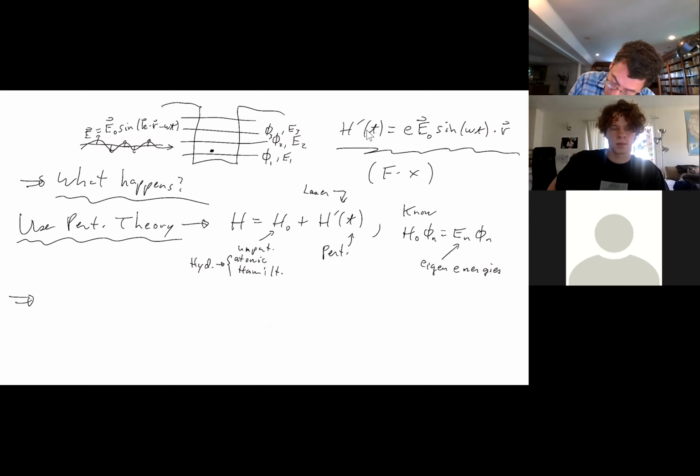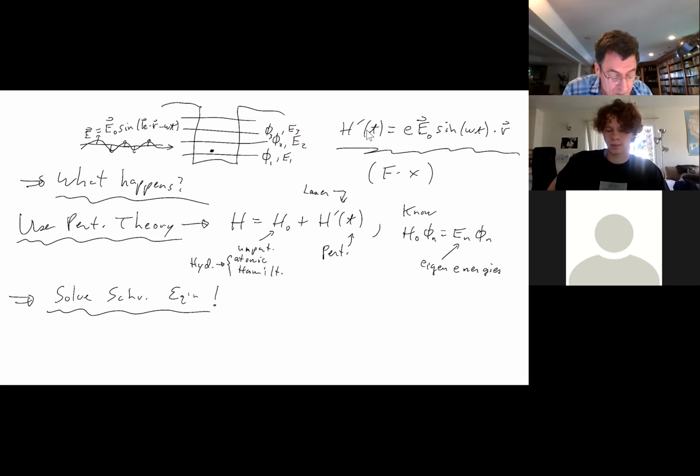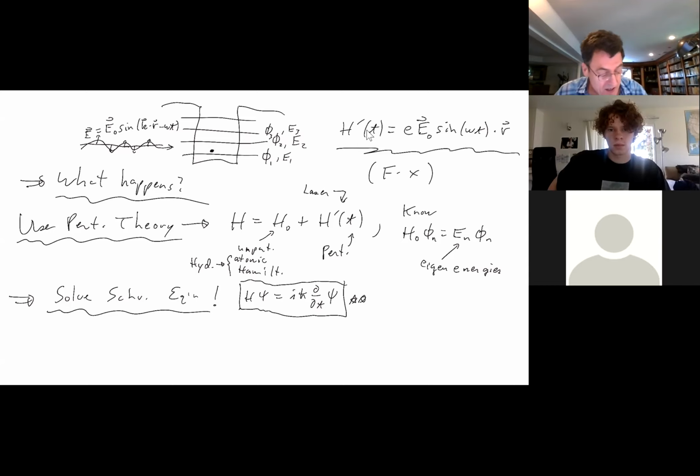The answer, of course, is to solve the Schrodinger equation. That's how we always move forward in quantum mechanics. And the Schrodinger equation, of course, is H psi equals i h bar d dt psi. That's the Schrodinger equation. There you have it. That's quantum mechanics in a nutshell. So all we got to do is solve that. And so we do. Then we know that H is equal to H naught plus H prime of t.